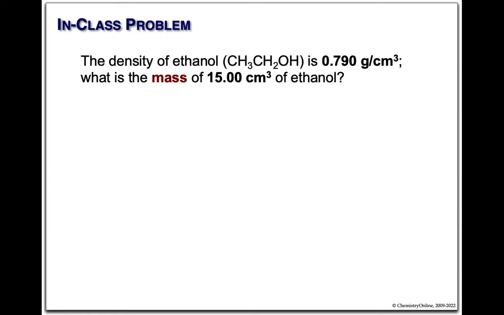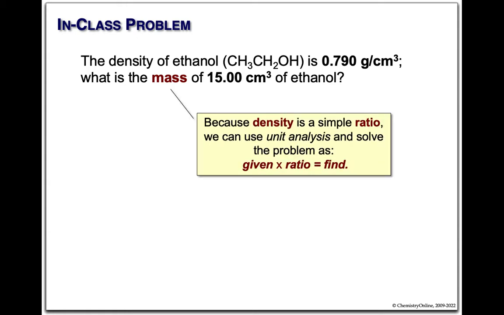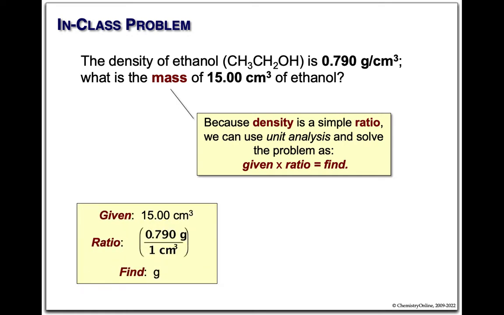Another problem. Ethanol. This is the alcohol of consumption. Its density is 0.79. We have 15 mils of it. How much does that weigh? We're going to solve this problem using the algorithm that we introduced for the metric system. That is, given, ratio, and find.